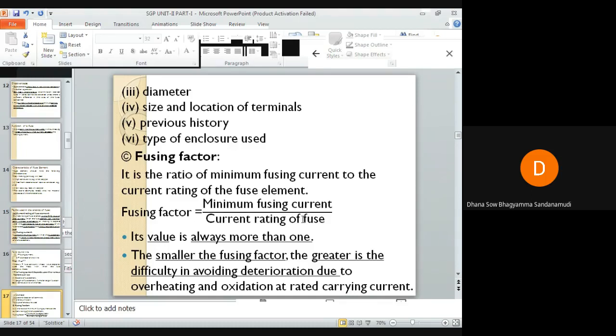The current rating of the fuse means the rated current of the fuse up to which the fuse will not blow out. The ratio of these two is nothing but the fusing factor. Its value will always be more than 1. The smaller the fusing factor value, the greater is the difficulty in avoiding deterioration due to overheating and oxidation at the rated carrying current.